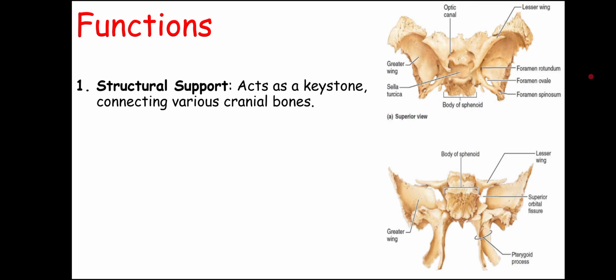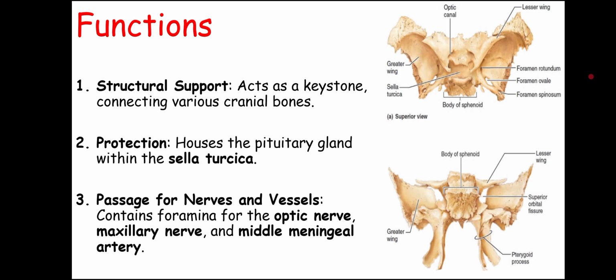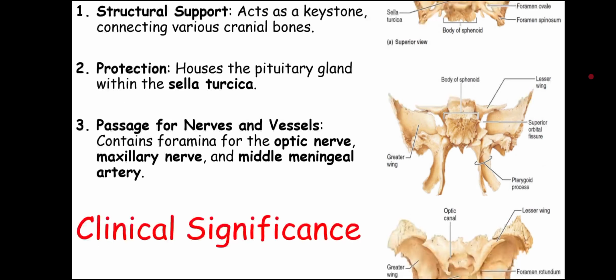They include structural support, as it acts as a keystone connecting various cranial bones. The second function of the sphenoid bone is protection, as it houses the pituitary gland within the sella turcica. And the third function of the sphenoid bone is passage for nerves and vessels, as it contains foramina for the optic nerve, maxillary nerve, and middle meningeal artery.